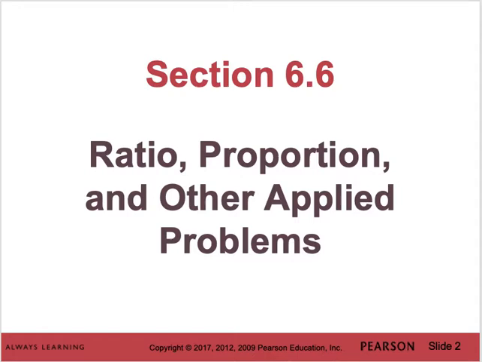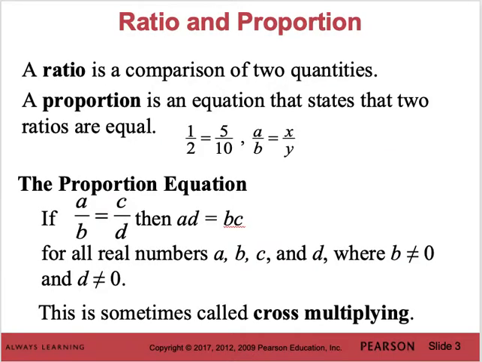Chapter 6 by reviewing Section 6.6 on ratio, proportion, and other applied problems. A ratio is a comparison of two quantities. A proportion is an equation that states two ratios are equal. For example, 1 over 2 equals 5 over 10. A over B equals X over Y.